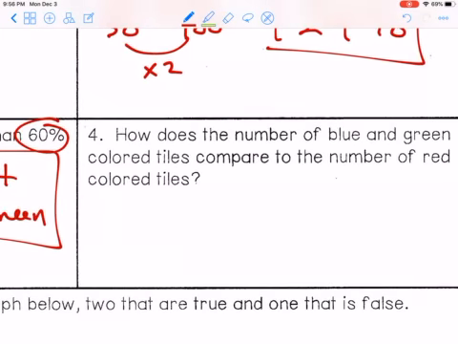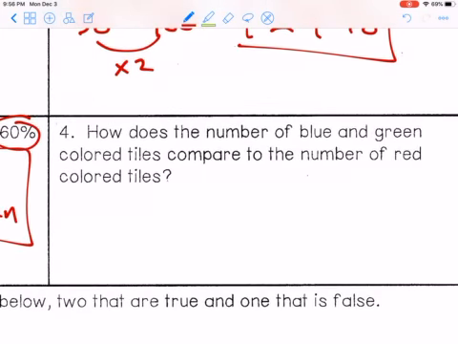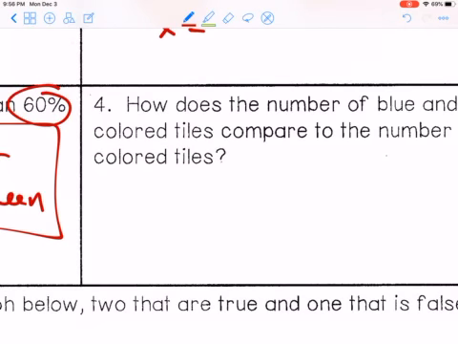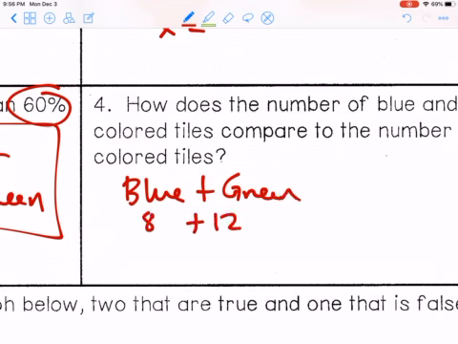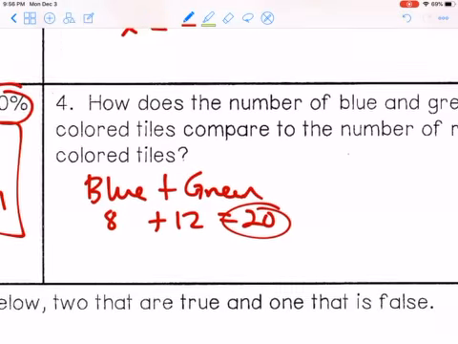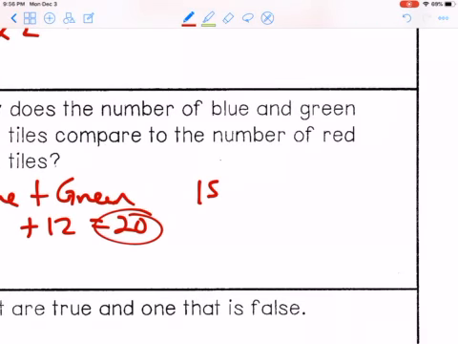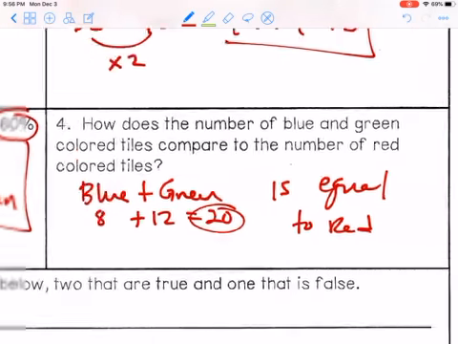Okay. Number 4. How does the number of blue and green colored tiles compare to the number of red tiles? Well, when I look at this, blue plus green, because it says to compare them together, that's 8 plus 12. That equals 20. That is equal to red. Okay, that's the answer there.